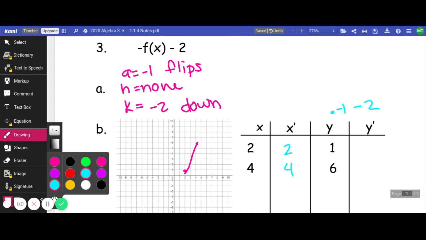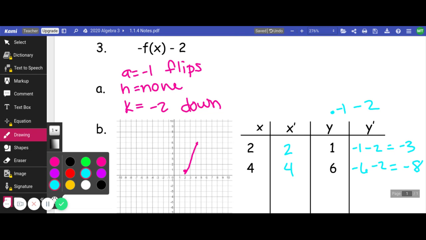So if you need to write it out 2 different times, that's fine. So multiply by negative 1, I get negative 1 and negative 6. And then I subtract 2 to both of those, which gives me negative 3 and negative 8. So negative 3, negative 8 are my Y values for this new graph.